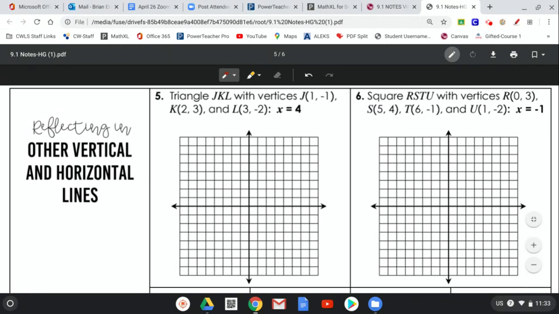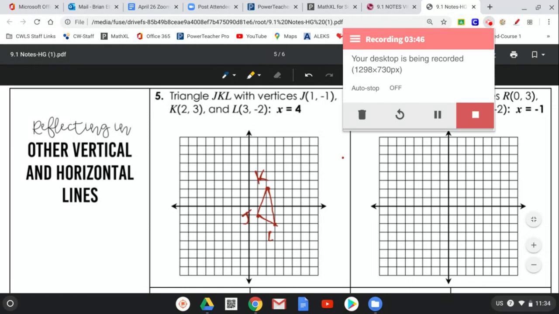So now reflecting over other horizontal and vertical lines. So this is where we're going to have x equals or y equals, okay? So our first one is a triangle. All right, so boom, there's our triangle there with the coordinates.